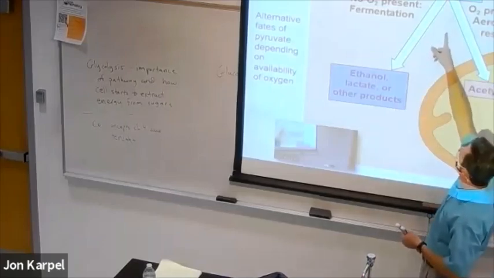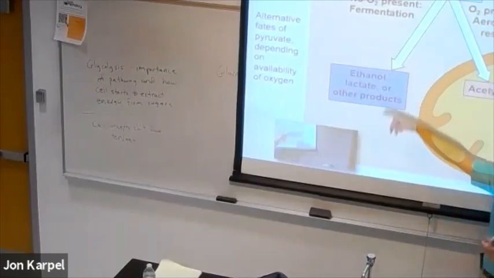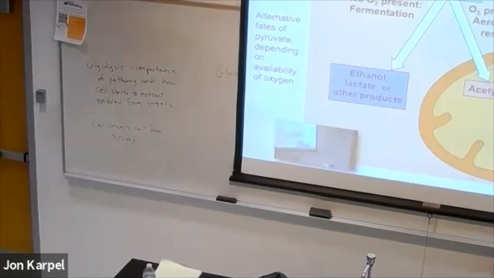What happens to pyruvate levels? Somebody mumbled it. Yell it out like you love this stuff. Not really. It goes up, doesn't it? Because it has nowhere to go into the mitochondria. So that's the trigger for fermentation.